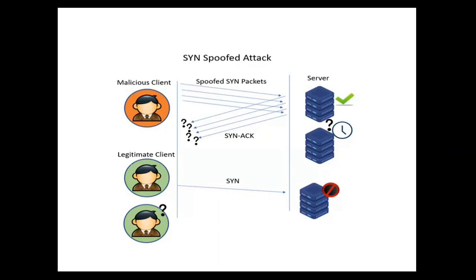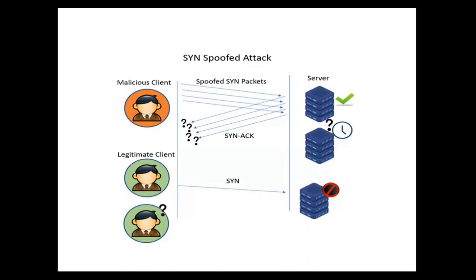Mainly, the handshake begins with the client sending a TCP packet with a synchronized flag to the server. This is known as a synchronized packet. The synchronized packet's purpose is to initiate a connection request and synchronize sequence numbers for reliable data transfer.